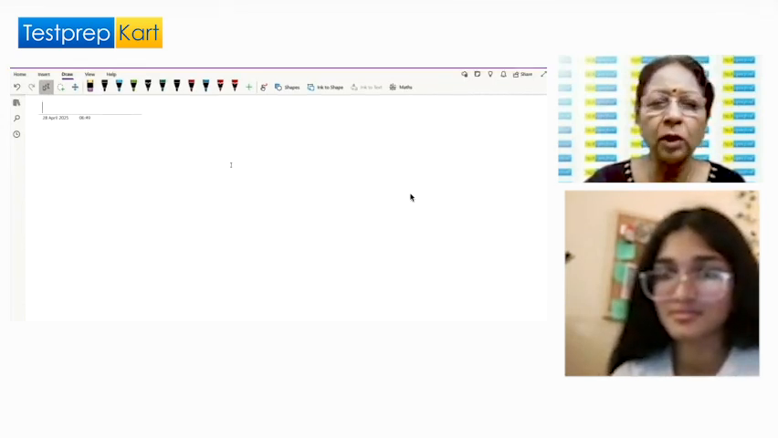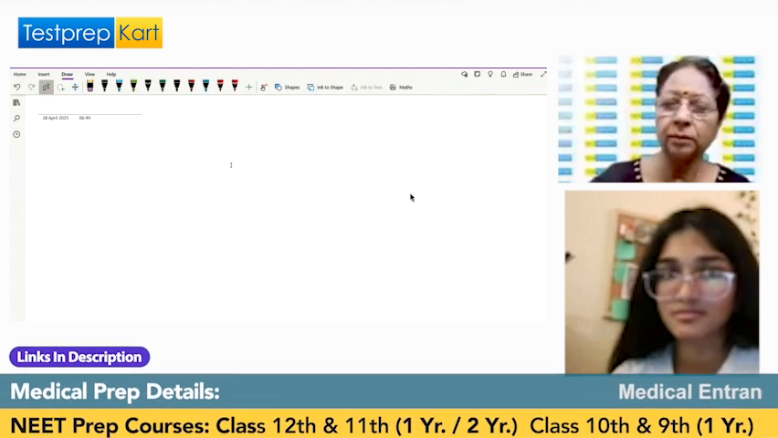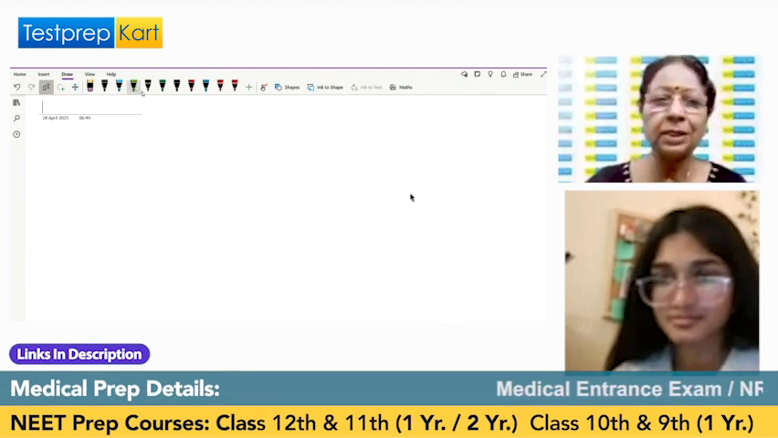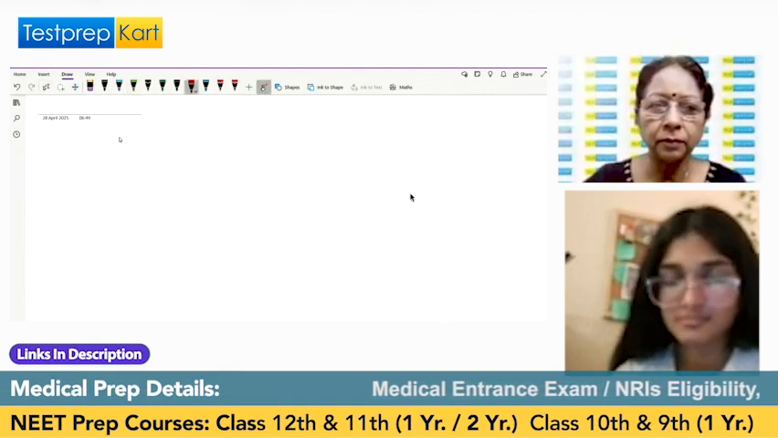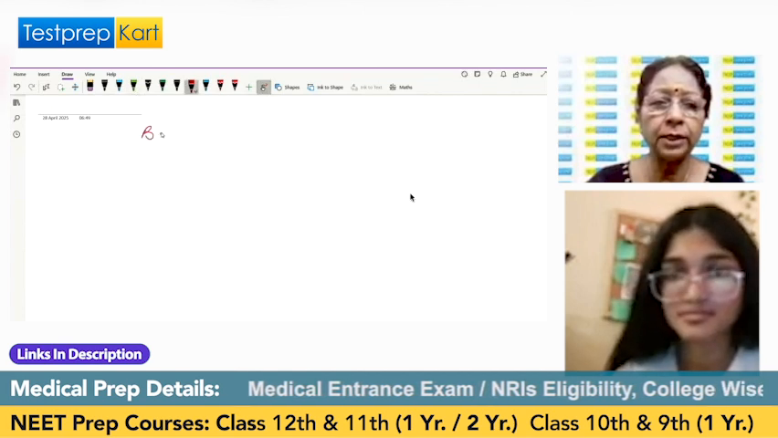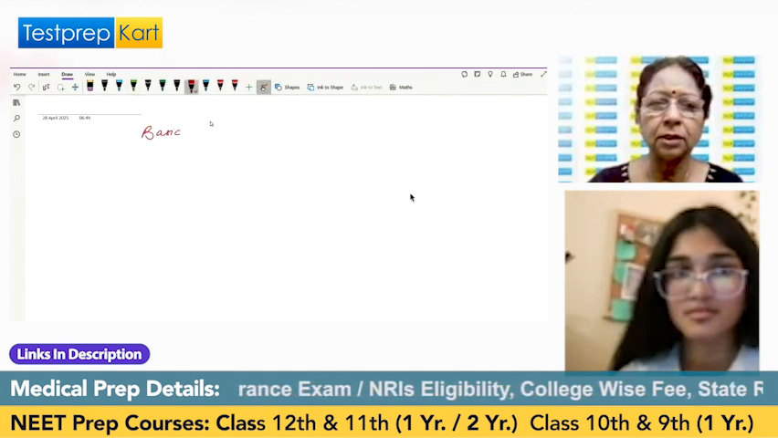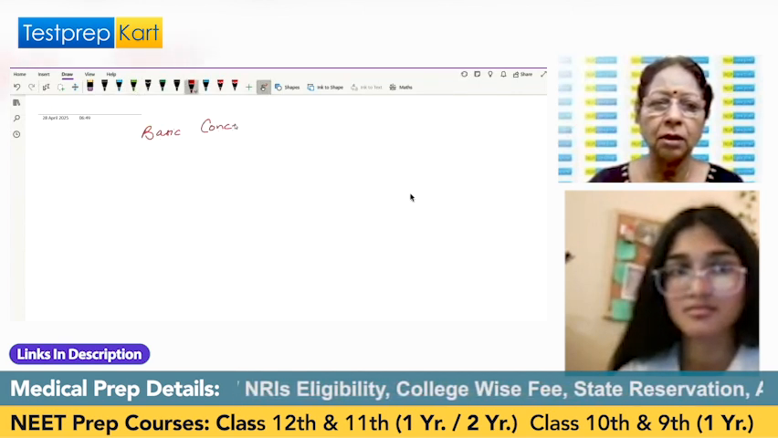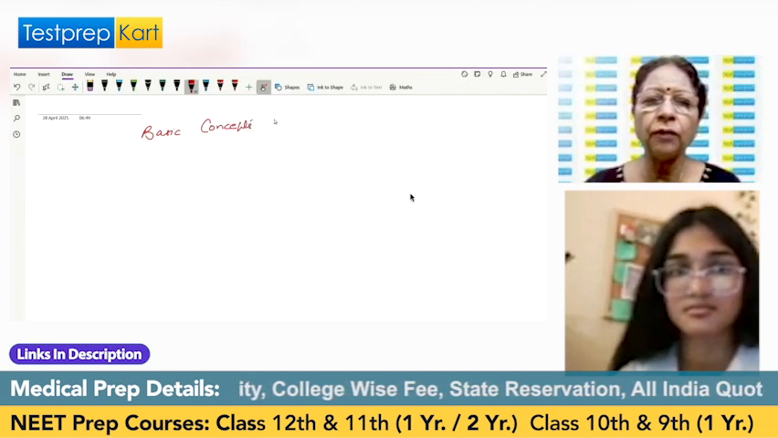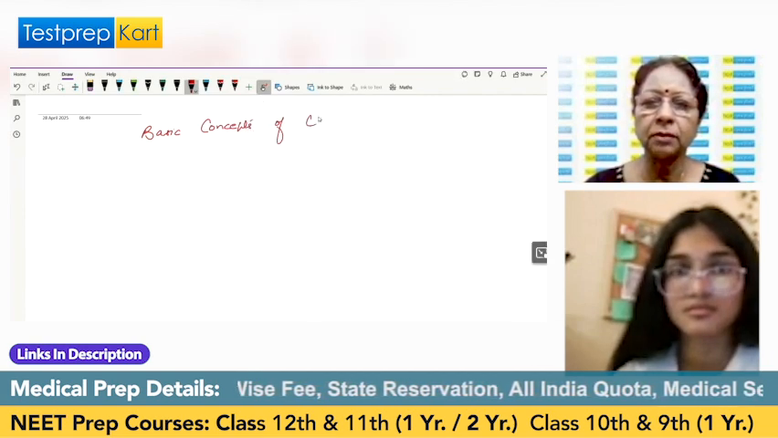So we can take a very important chapter in this NEET curriculum, which is about the basic concepts of chemistry. The name of the chapter is Basic Concepts, and we can take the topic of mole concept.